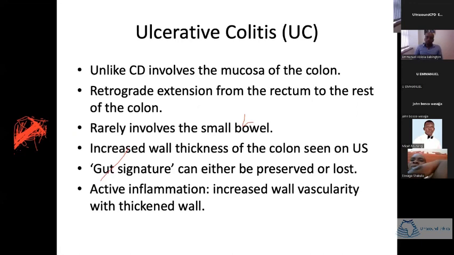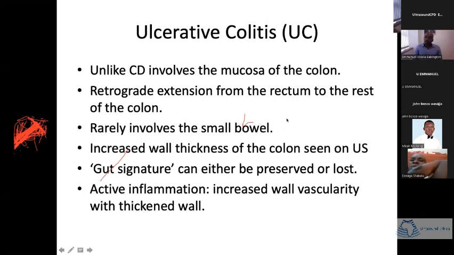Those are the hyperechoic layers of the bowel. So ulcerative colitis involves the mucosa of the colon, and it travels in a retrograde fashion from the rectum down the rest of the colon. Just a point to highlight on Crohn's: Crohn's disease can occur anywhere along the bowel, from the anus all the way up to the esophagus and beyond. But ulcerative colitis extends retrograde from the region of the rectum, to the sigmoid colon, descending colon, transverse colon, ascending colon. It mostly only involves the large bowel. It rarely involves the small bowel.